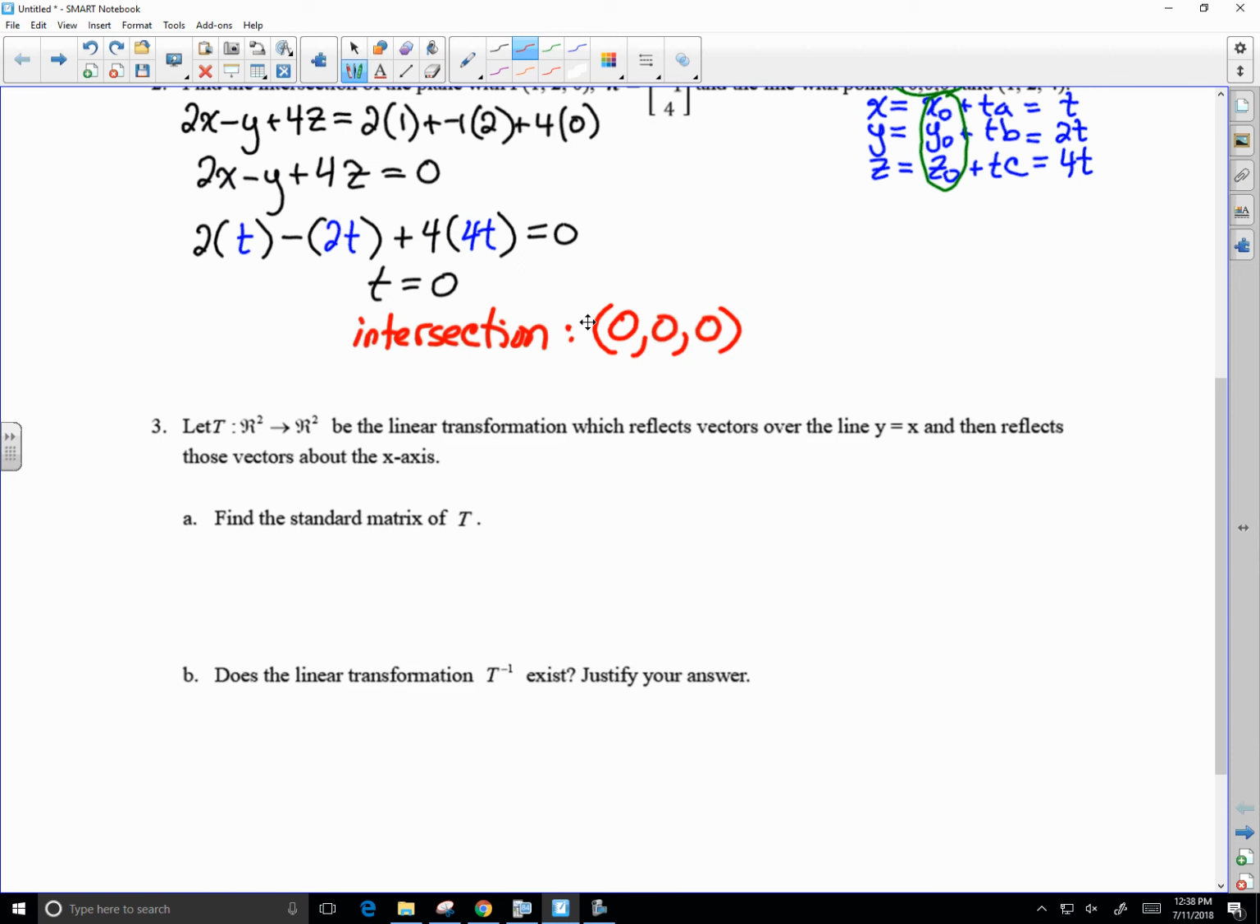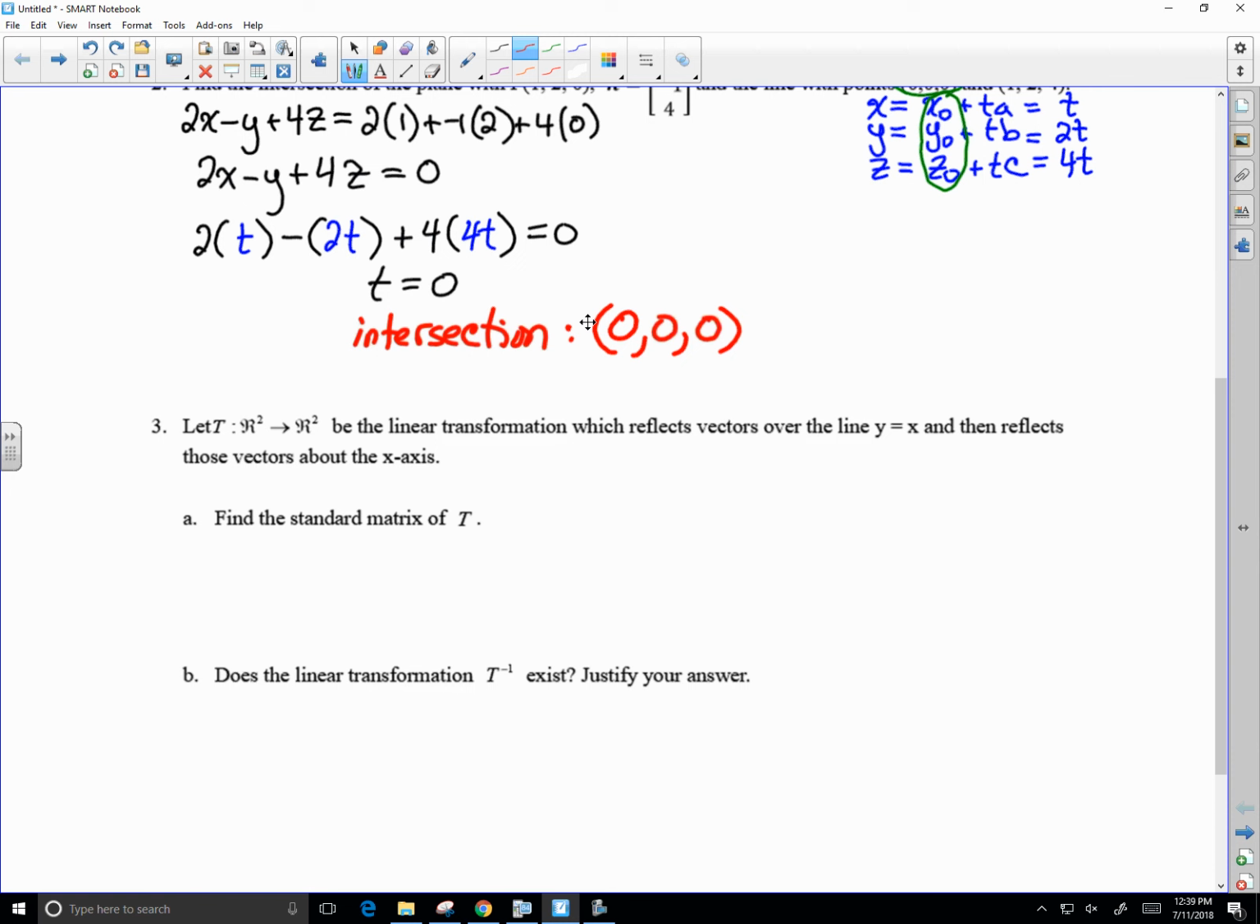Part 3, number 3: the linear transformation is going to reflect vectors over the line y equals x, and then reflect it about the x-axis. So we need the standard matrix of T, and then determine whether the linear transformation actually exists. There's two ways to determine if the transformation exists. Sorry, not the transformation, the inverse of the transformation exists.